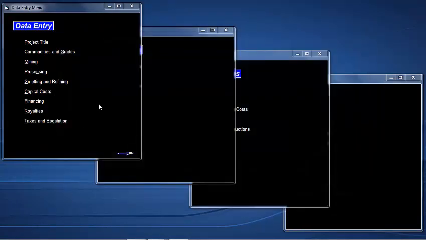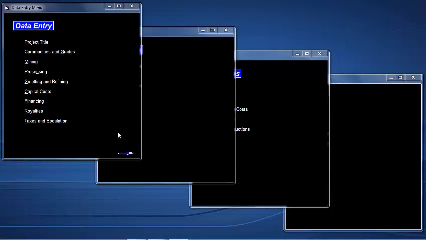The program, in essence, takes cost, revenue, and production data for a specific project and determines net present values and internal rates of return. It can be used to determine break-even points. You can run sensitivity analyses, and you can do risk assessments, Monte Carlo style risk assessments.